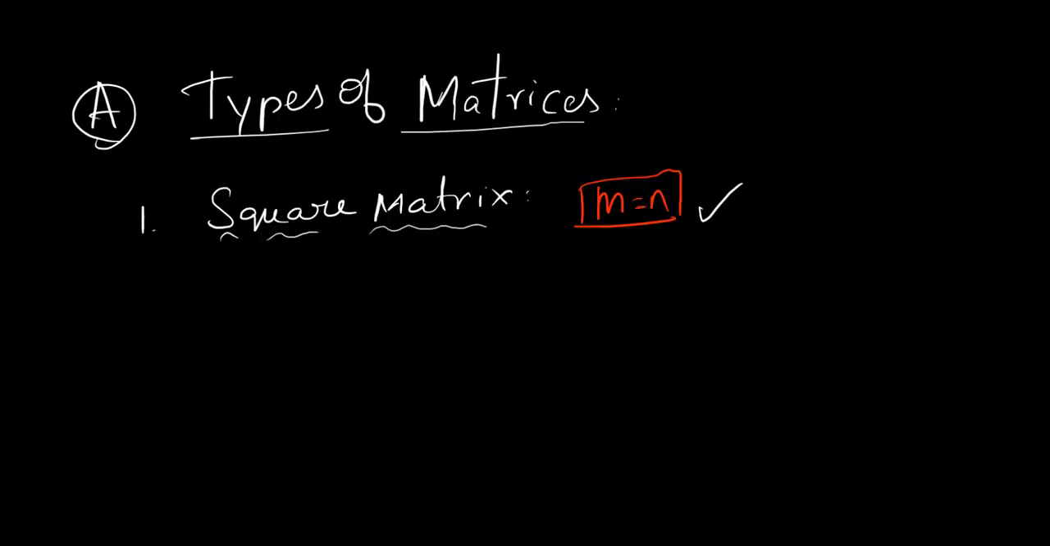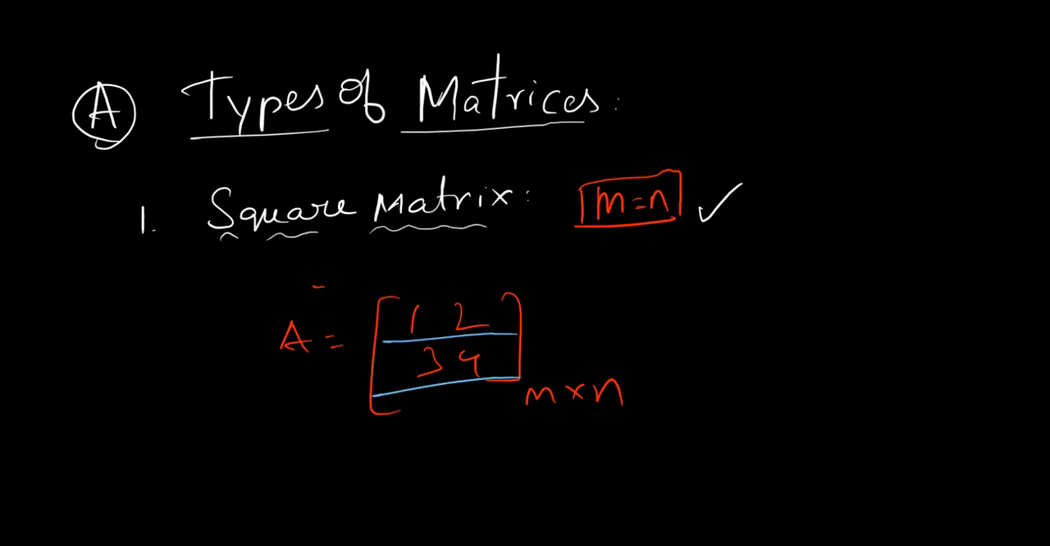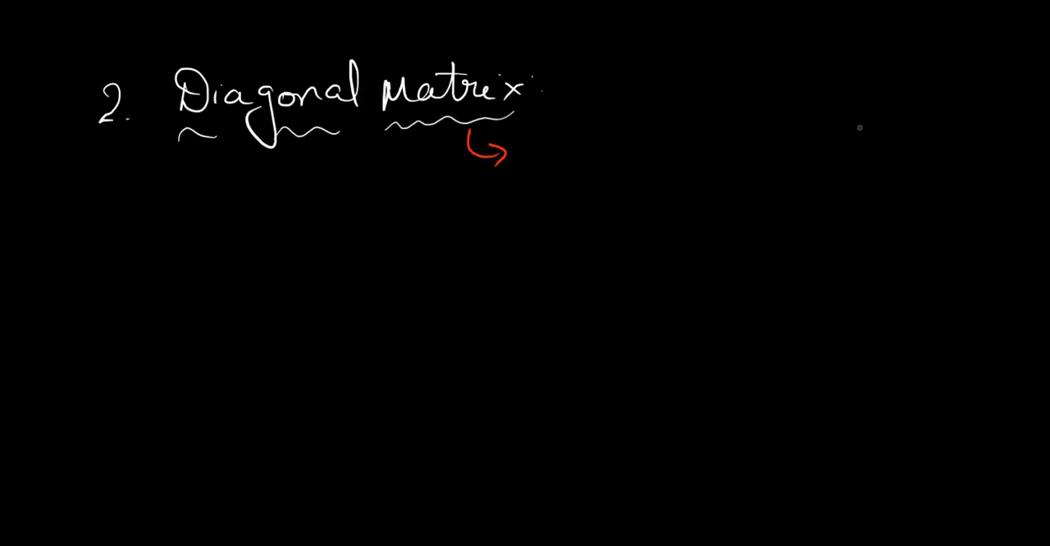So what exactly is square matrix? Square matrix is one in which m is equal to n. That means, as we saw before, the diagonal elements will be lying in the principal diagonal. It's like A is equivalent to 1 2 3 4. So the rows are 2 and the columns are 2, so 2 by 2, it's going to be a square matrix. If rows are equal to columns, we will call it a square matrix.